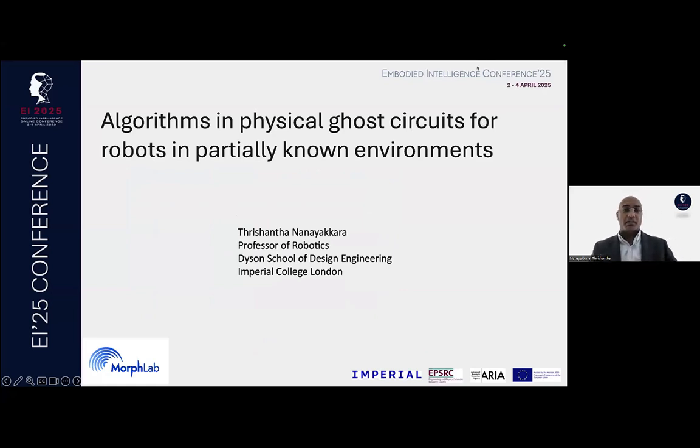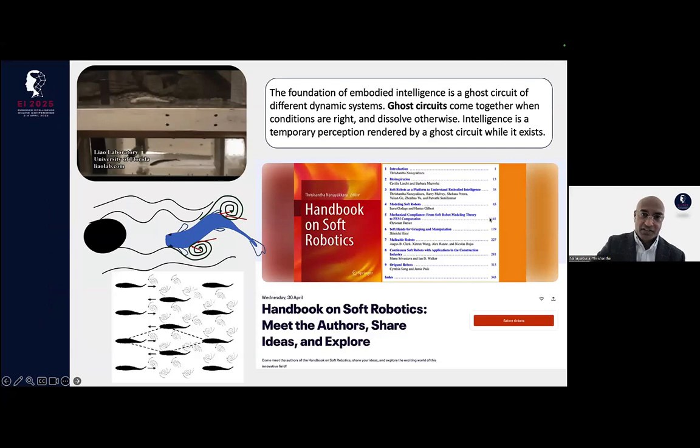Yeah, so I'm going to talk about algorithms in physical Gauss circuits for robots in partially unknown environments. I'm from the Dyson School of Design Engineering at Imperial College London. So I'll explain what I mean by Gauss circuits.